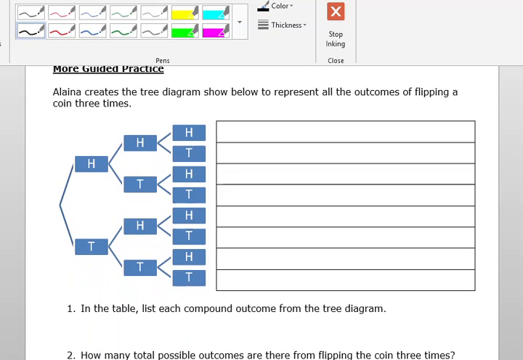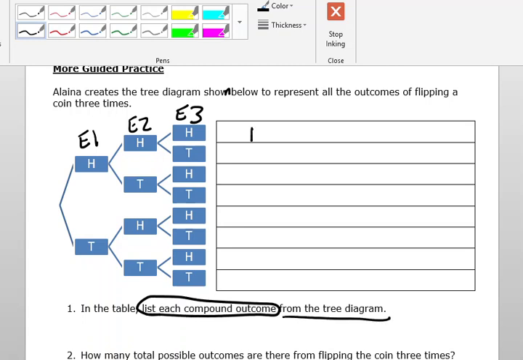Let's take a look. Elena creates a tree diagram shown below to represent all the outcomes of flipping a coin 3 times. So this is event 1, this is event 2, and this is event 3. In the table, list each compound outcome from the tree diagram. So what does that mean? That means I'm going to go, okay, so my first possible outcome is heads, heads, heads.